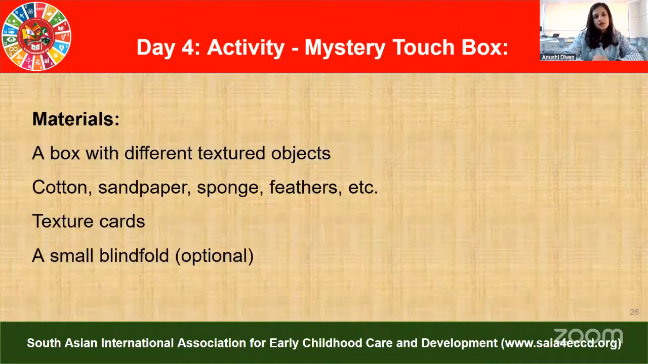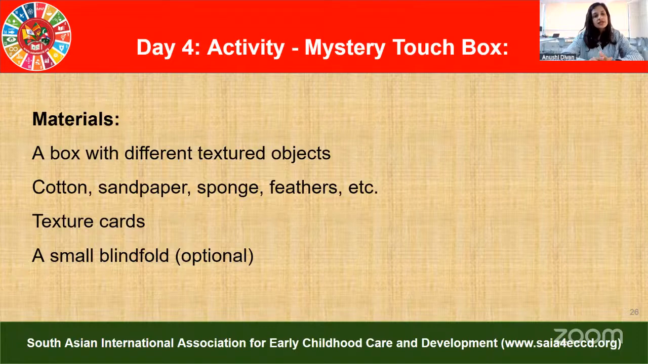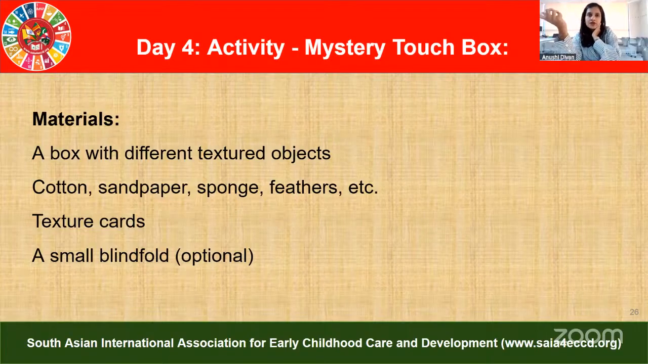Okay, so just a box with different textured objects: cotton, sandpaper, some feathers, some soft sponge, texture cards. Also, a lot of texture cards are available online. You can even buy them. And a small blindfold, optional. If you're unable to cover the box, then you can blindfold the child.